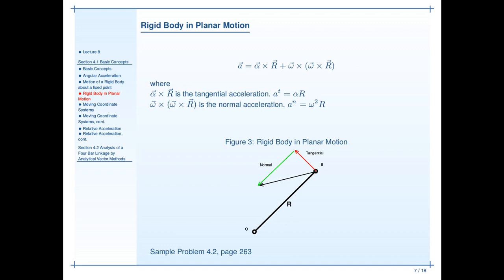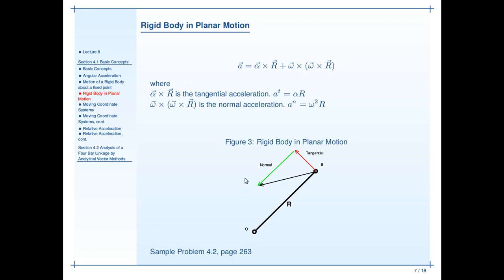The alpha cross r is tangential acceleration. Tangential meaning that it is at a tangent to the path of the point. If we look at this rigid body, r, which has a fixed point O and a moving point B, the tangential acceleration then is 90 degrees to that straight line between the moving point and the fixed point.